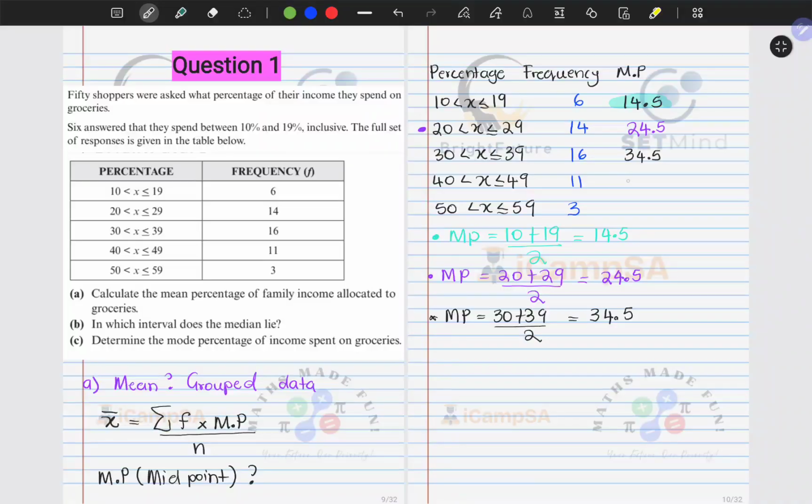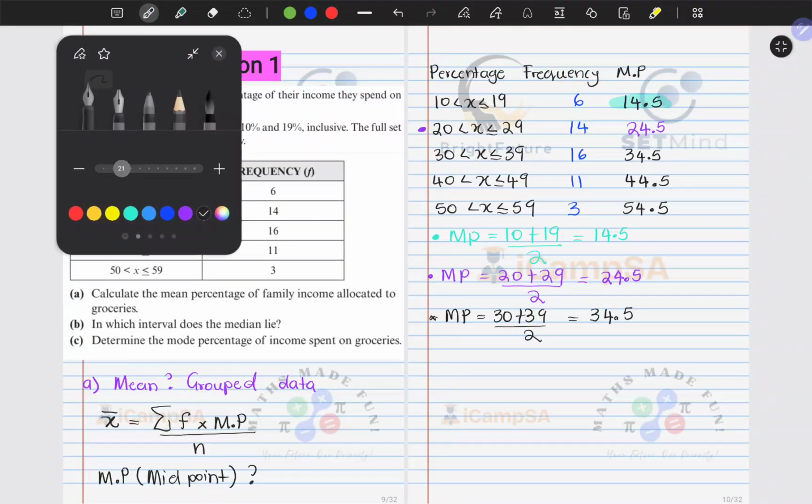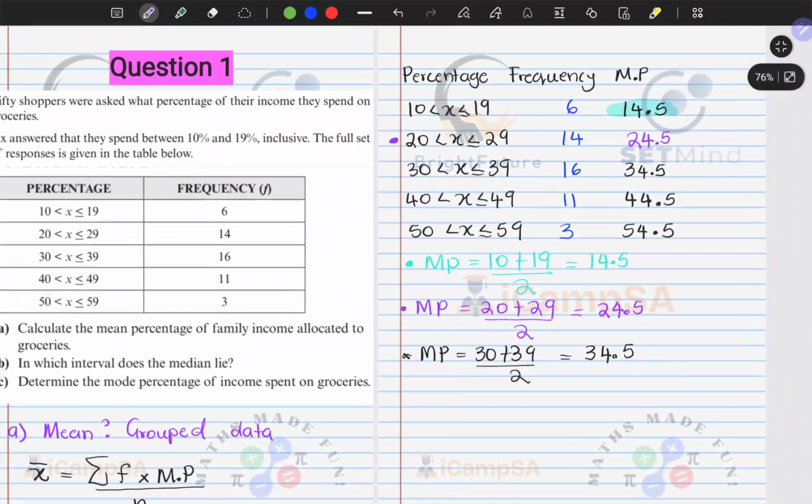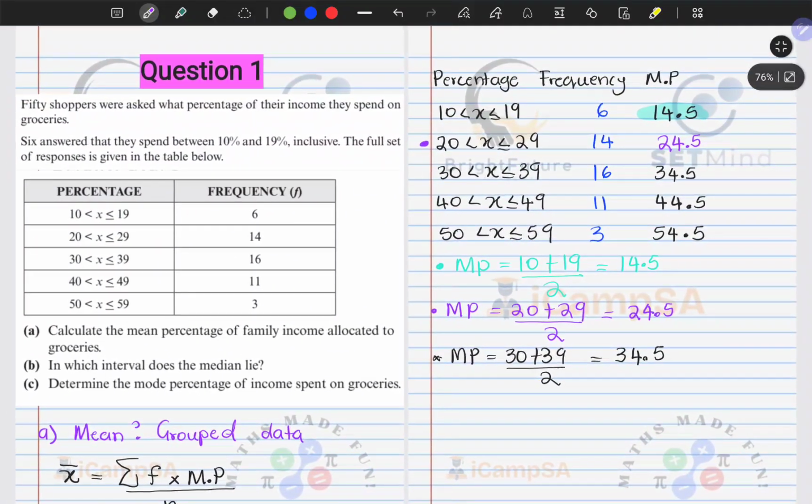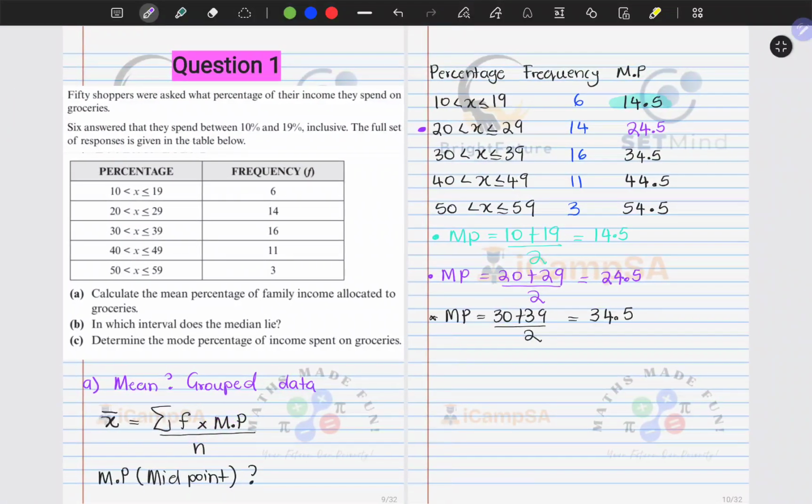You will see that you will get 44.5. Okay, that is our other midpoint. Then we'll have 50 plus 59. That should be divided by 2. And we end up having 54.5. Okay, that becomes our midpoint. Remember, what we need is the frequency times the midpoint. So we'll have frequency times midpoint.